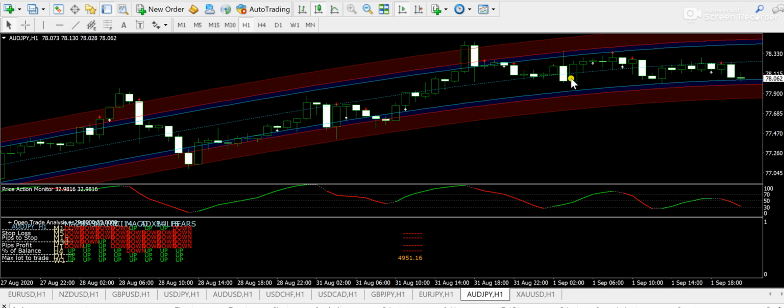Let's talk about the JPY. So overall guys, if you look at the pattern, the market is ranging. However, on the higher time frames the market is in the upward direction.